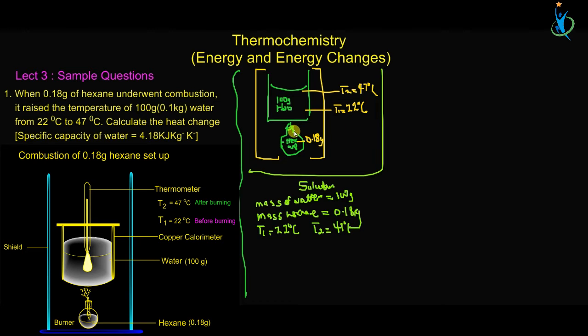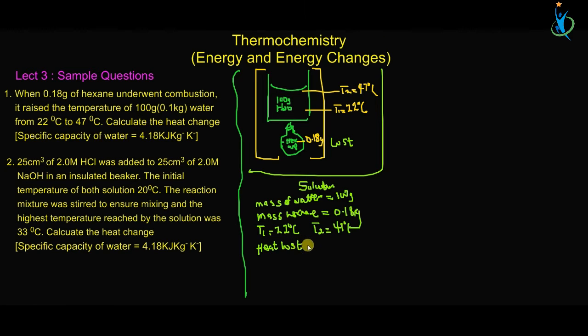So you can see that the heat lost by the hexane, or emitted by the hexane, is proportional to the heat absorbed by the water to raise its temperature from here to here. So it means that the heat lost by the hexane during the burning is proportional to the heat gained by the water.